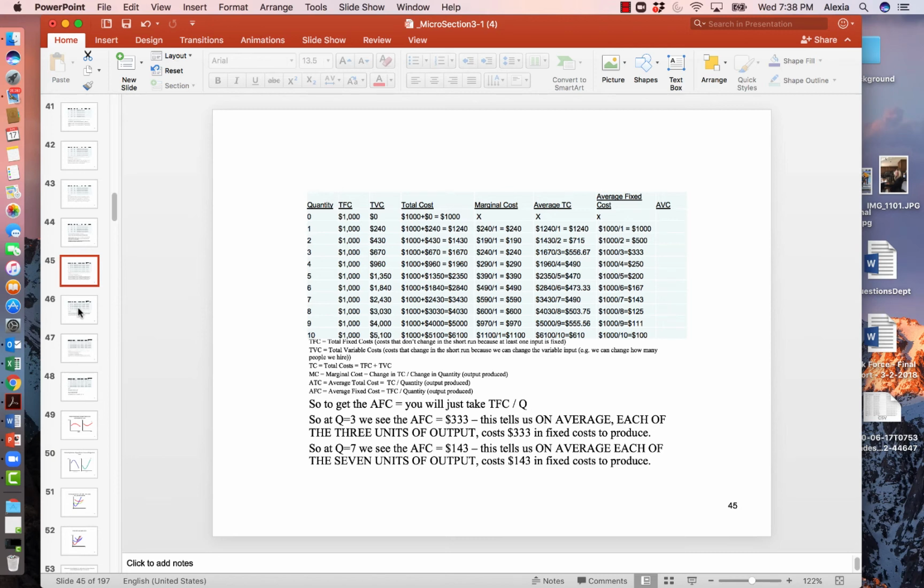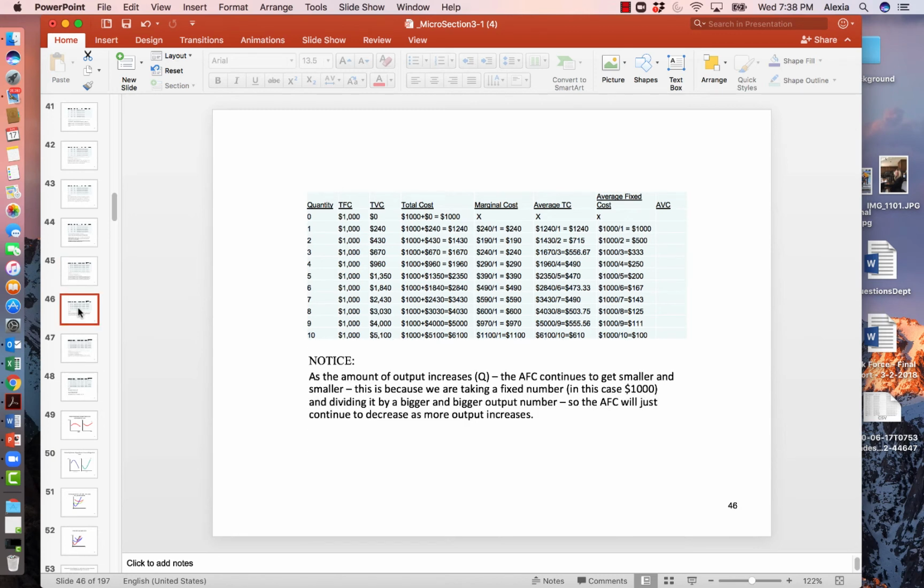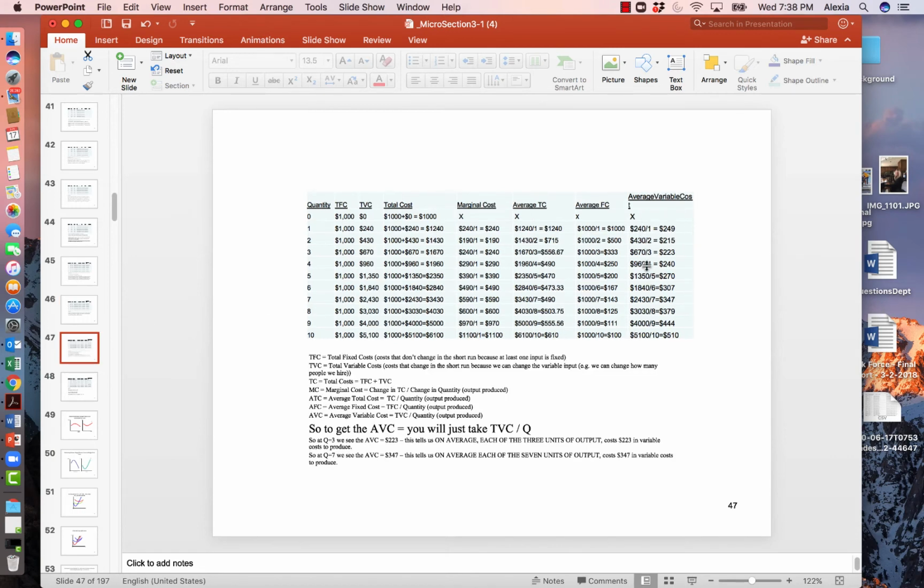So you want to be sure that you understand how you interpret and read what this is telling you. The last thing we would do, when you go to this column, is the same thing for variable costs. Since we want the average variable cost, you take the total variable cost column and divide it by the Q. That will give you the average variable cost.